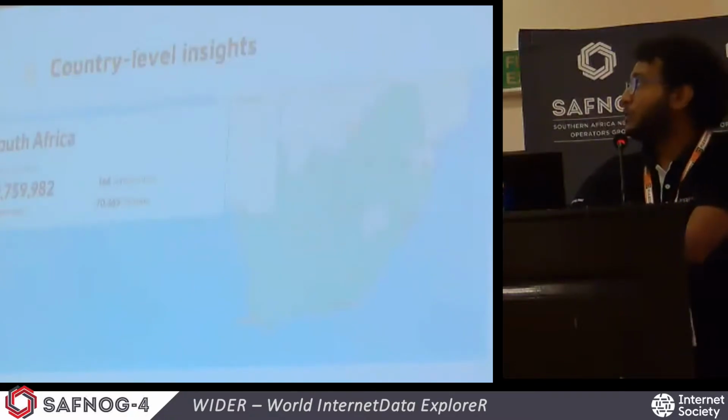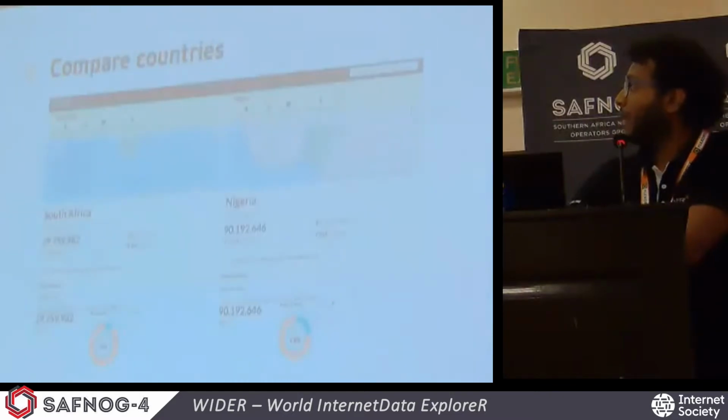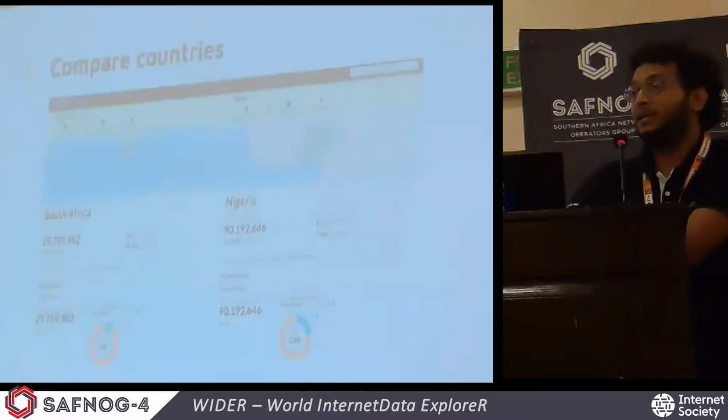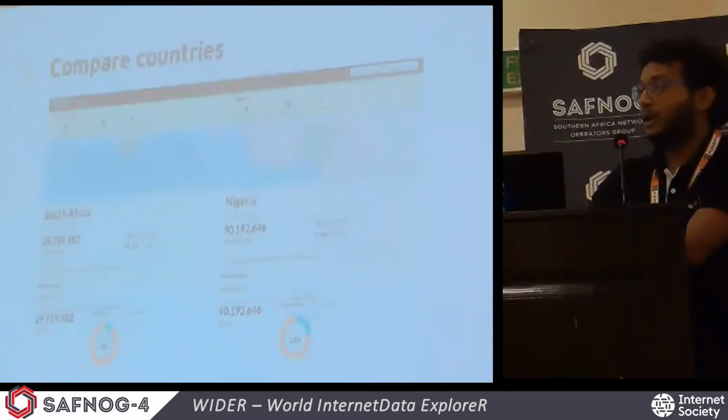You can also have country level insights with basically the same information. And you can also compare countries. This can be very interesting if, let's say, there is a specific policy implemented in a country. For example, if some regulators come and say in country X, everybody needs to peer at the local exchange. So do we see a difference in terms of quality of service in those two different countries?